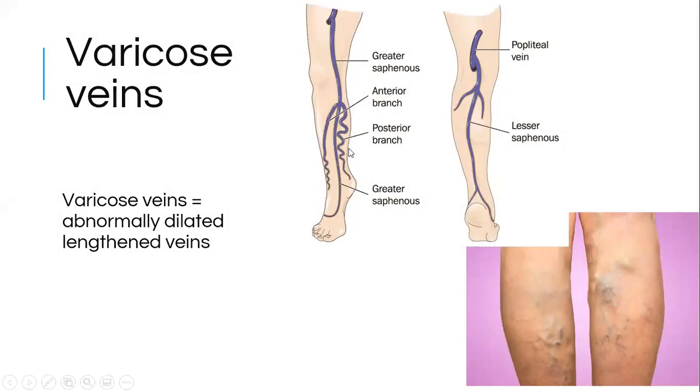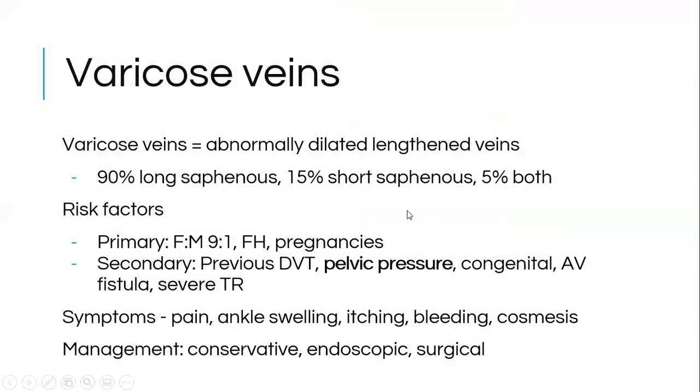So, varicose veins, what are they? They are abnormally dilated and lengthened veins. This is kind of what they look like here. 90% of them go along the course of the long saphenous, 15% of them go along the course of the short saphenous, and 5% have both. In terms of risk factors for primary varicose veins, so not really caused by anything else: females get it more than males at a ratio of 9:1. A family history, and pregnancies, which I guess you might be able to put under secondary. It depends on how you want to classify it.